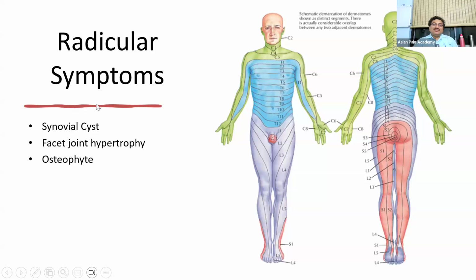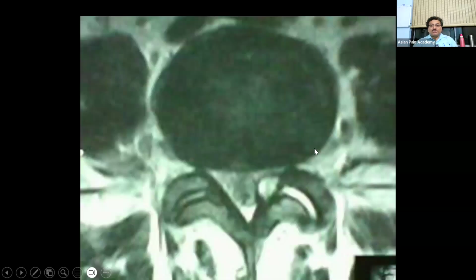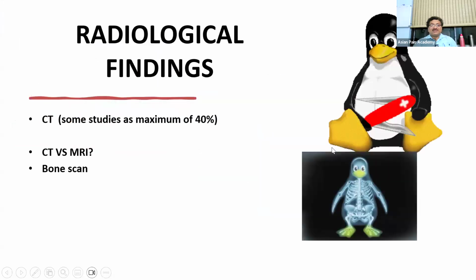So the answer is yes, it can cause a radicular symptom, but in certain conditions, like a facetal cyst compressing on the nerve root, facet joint hypertrophy compressing on the nerve root, and in case of osteophytes. So if it is a facetal cyst and it is compressing over the nerve root, it can cause a dermatomal distribution pain. You can see here is the facetal cyst.